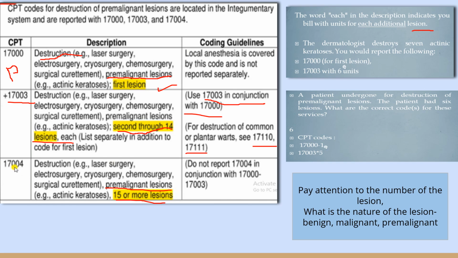Okay, remember that. A patient undergoes destruction of the pre-malignant lesion. The patient had 6 lesions. What are the correct codes for this service? So I will code 17000 and 17003 times 5, because we are coding for how many? 6 lesions. So the first lesion is 17000 and 17003 is for the additional remaining 5 lesions.